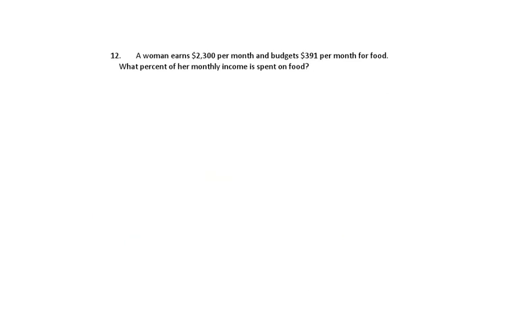Okay, a woman earns $2,300 per month and budgets $391 per month for food. What percent of her income is spent on food? Okay, one formula that we dealt with for percents was the is and the of. But what if you didn't have is or of? Well, here's something that's a little more universal. Part over whole equals percent over 100.